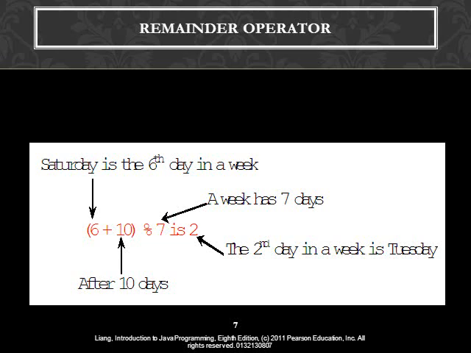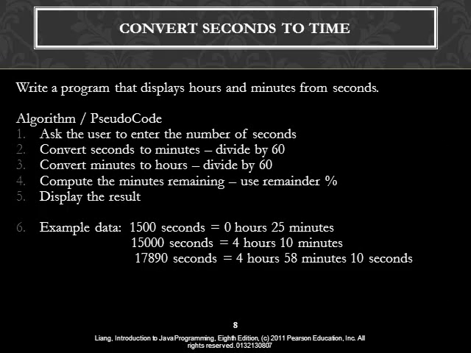And if I use remainder 7 days a week, and I use the remainder operator, it says, hey, I have a remainder of 2. And that should be Tuesday. Why? 0 is Sunday, 1 is Monday, 2 is Tuesday. So, kind of a useful little operator there.